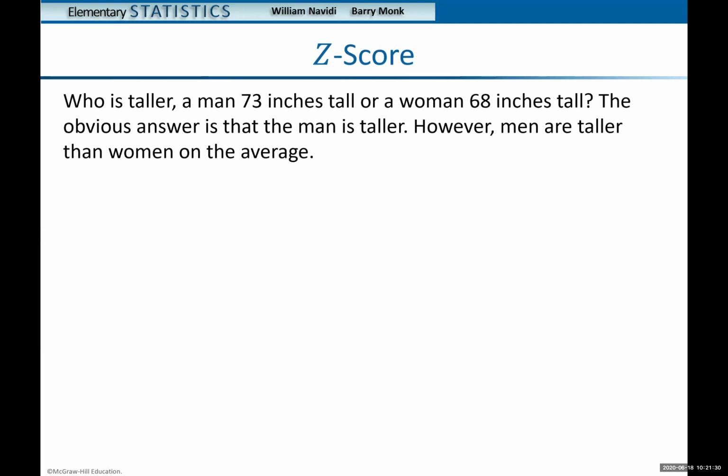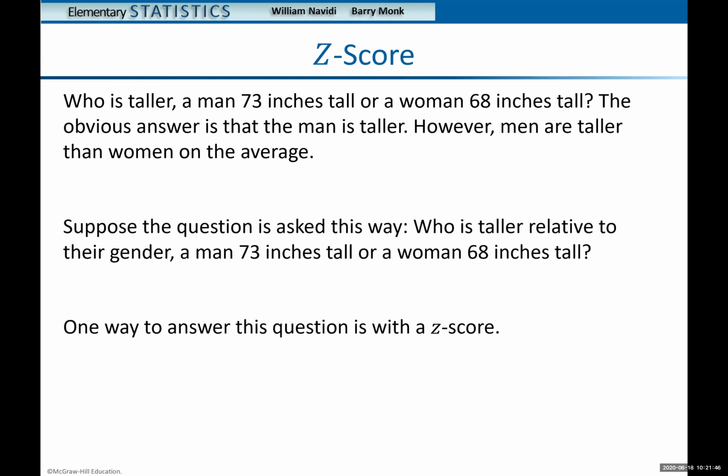So take a look at this. Who is taller, a man 73 inches tall or a woman 68 inches tall? So the obvious answer is that the man is taller. However, men are taller than women on the average. How about this? Suppose the question is asked this way. Who is taller relative to their gender? A man 73 inches tall or a woman 68 inches tall? So one way to answer this type of question is we're going to use the z-score.